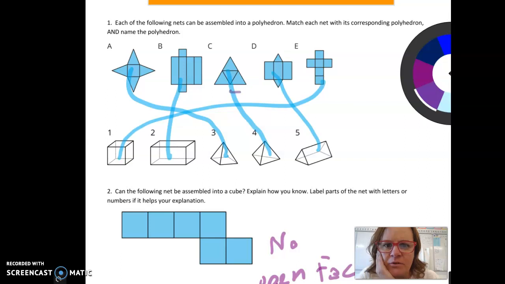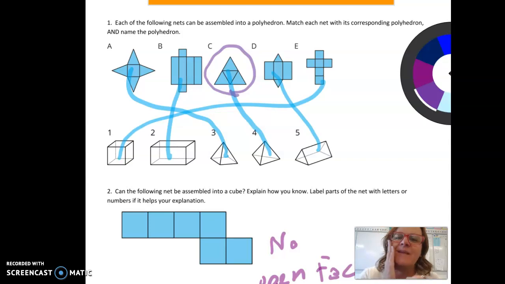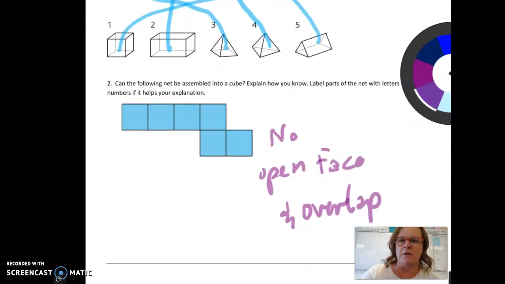In C, we're looking at a triangular pyramid or a tetrahedron, but you just need to know it as a triangular pyramid. In D, we're looking at a triangular prism, and in E, we're looking at a cube or a rectangular prism. So in number 2, it says, can the following net be assembled into a cube?